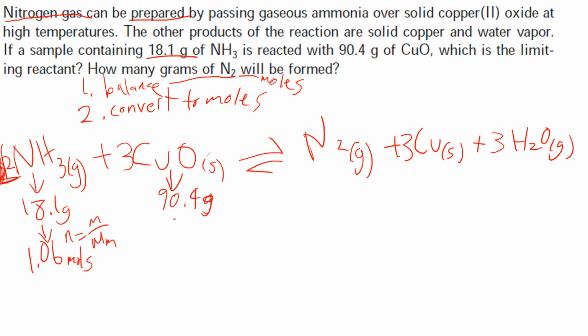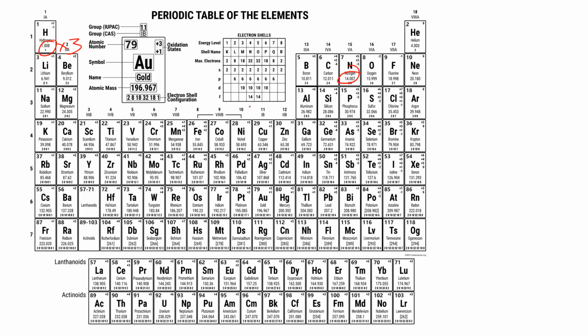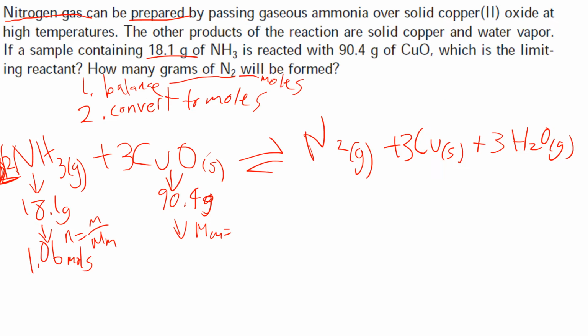Let's do copper oxide, same thing. 90.4, the molar mass of copper oxide is, actually we can just do it here. Molar mass of copper oxide. It's 1 copper atom, so that's 63.55 plus oxygen, which is 16.00. And when we add that, we get 79.55 grams per mole, because it's a molar mass.